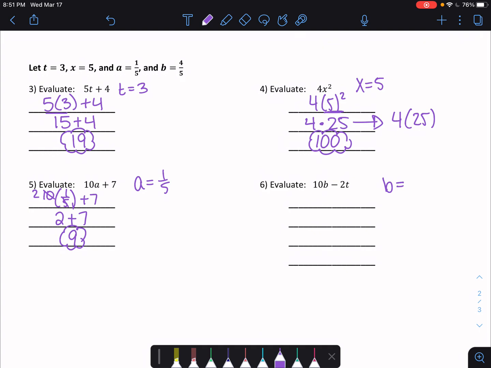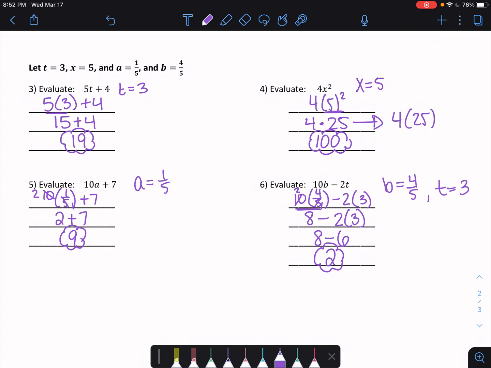And then for number 6, 10b minus 2t, so b is 4/5 and t is 3. So 10 times 4/5 minus 2 times 3. So I'm going to multiply here first. Cross cancel, I get 8 minus 2 times 3. 2 times 3 is 6, and 8 minus 6 is 2.